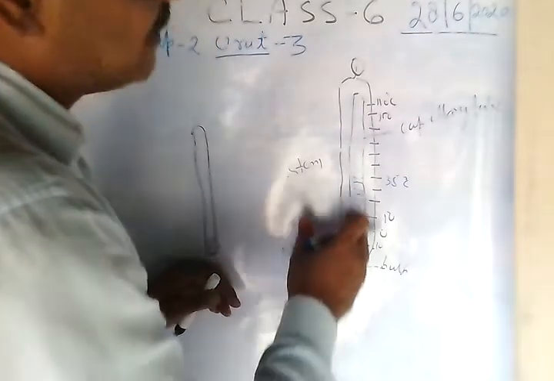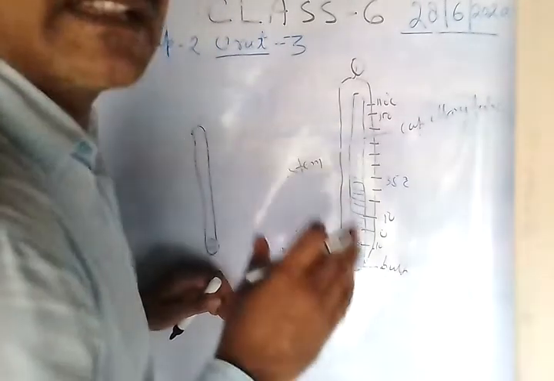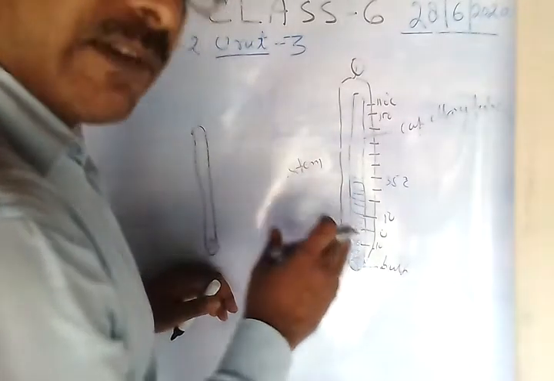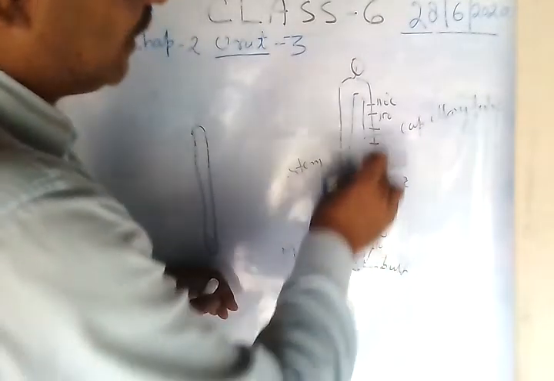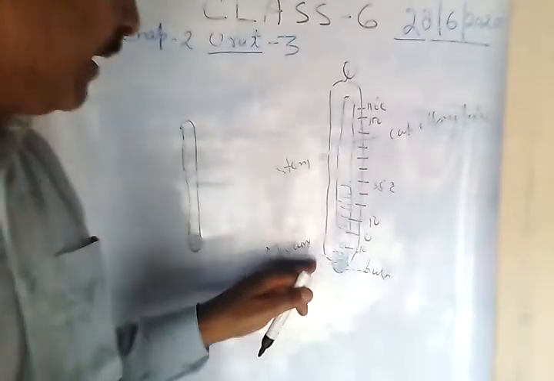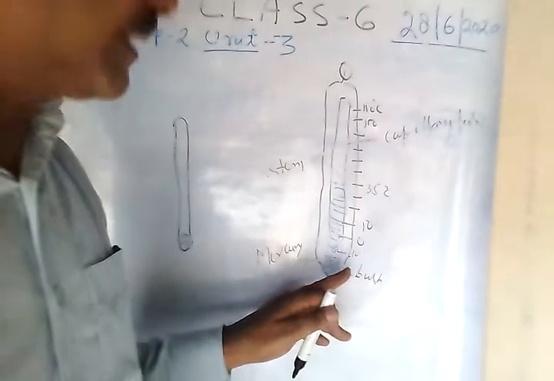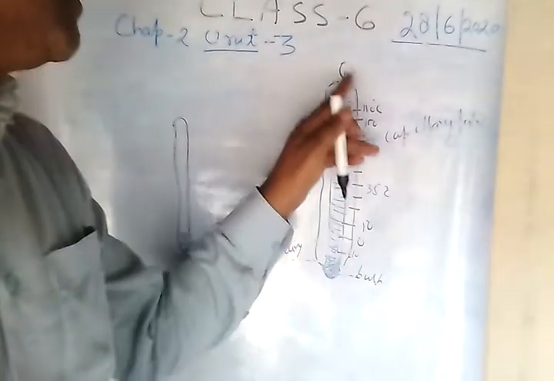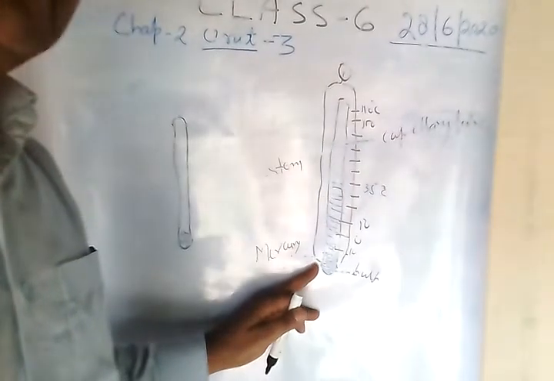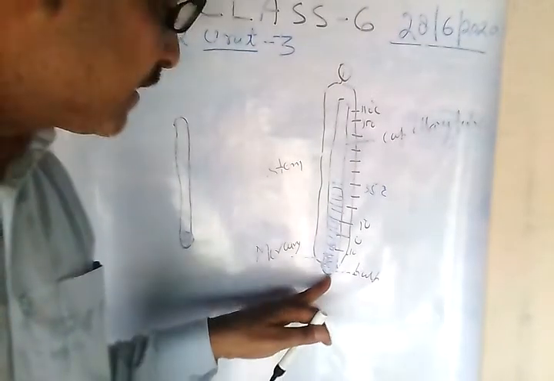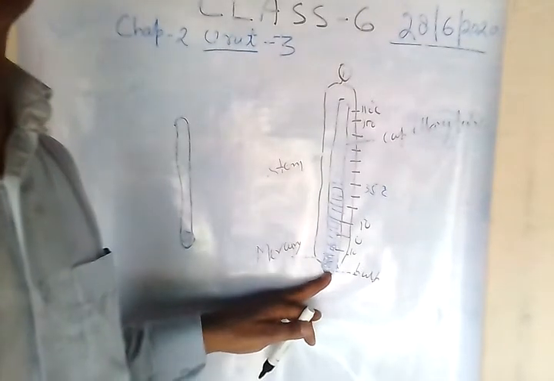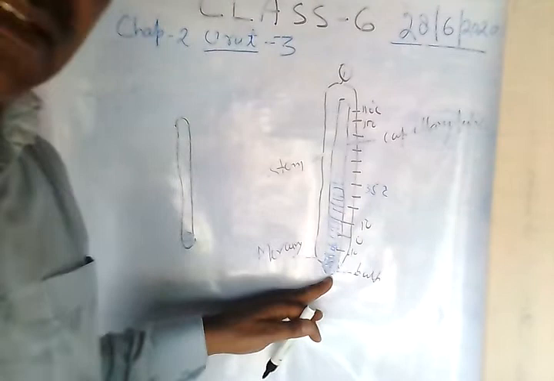So this is the construction of a thermometer. In the thermometer, mercury liquid is used, and this mercury is kept in a capillary tube, and this capillary tube is protected by the stem. This stem is made of glass, and here the mercury is collected. It is called the bulb of the thermometer.